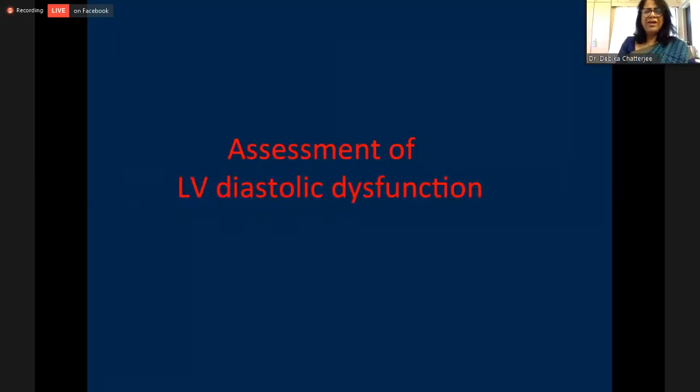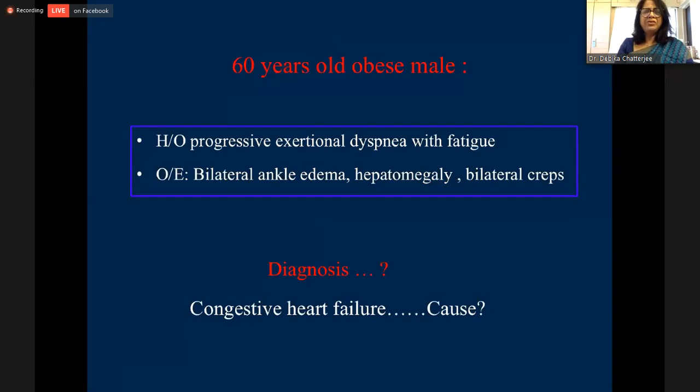Let us go to LV diastolic dysfunction now. Let us start with a patient who is a 60-year-old obese male, presented with progressive exertional dyspnea with fatigue. On examination, we got all the findings of congestive heart failure. Now, what is the cause of this congestive heart failure?